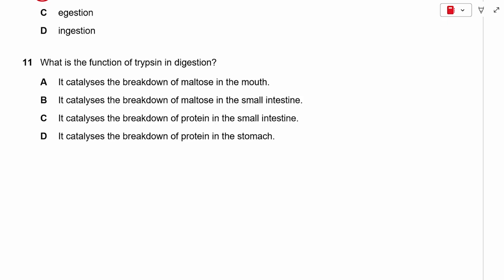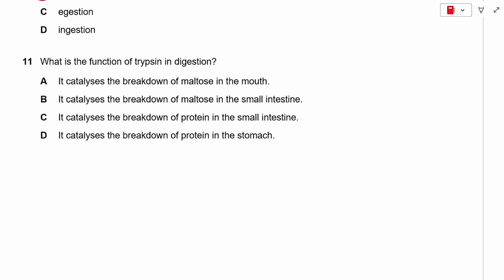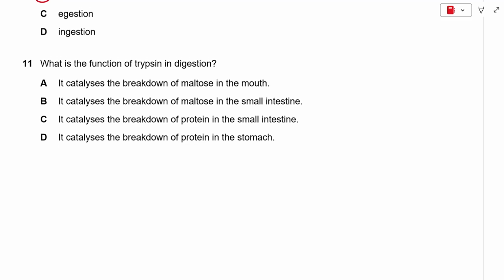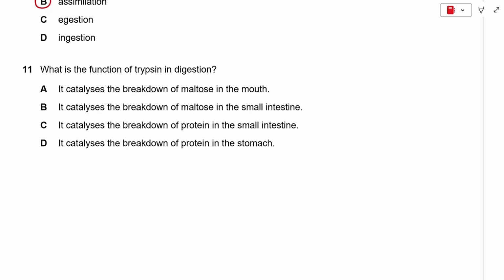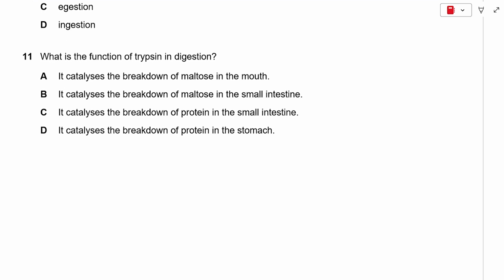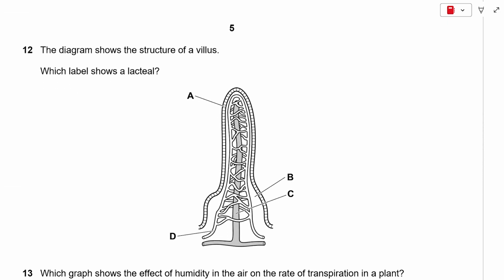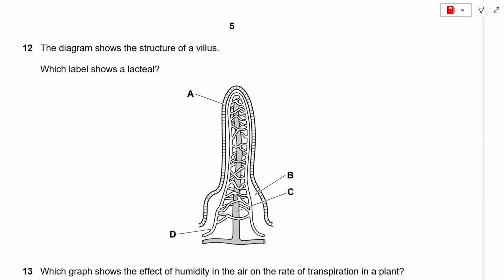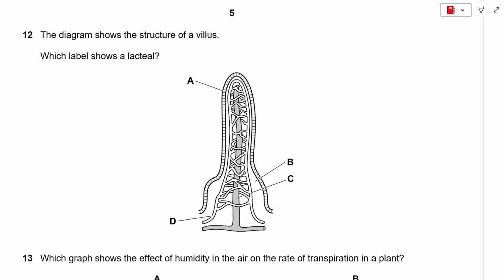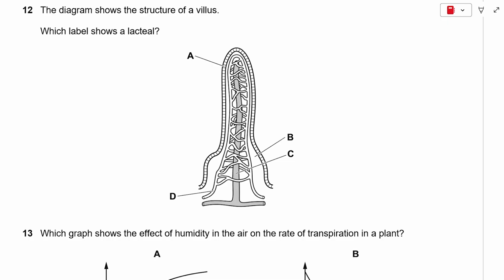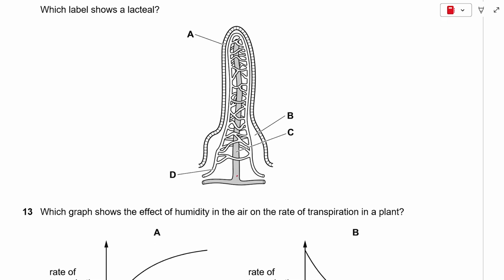What is the function of trypsin in digestion? So trypsin is one of the enzymes that breaks down protein. It usually breaks down protein in the small intestine because it's produced from the pancreas. So it breaks down protein in the small intestine here. Number 12 says the diagram shows the structure of a villus, which label shows the lacteal? So the lacteal is usually the central part, the mid part of the villi. And the mid part of the villi is this thing over here. So here again, the answer will be C.